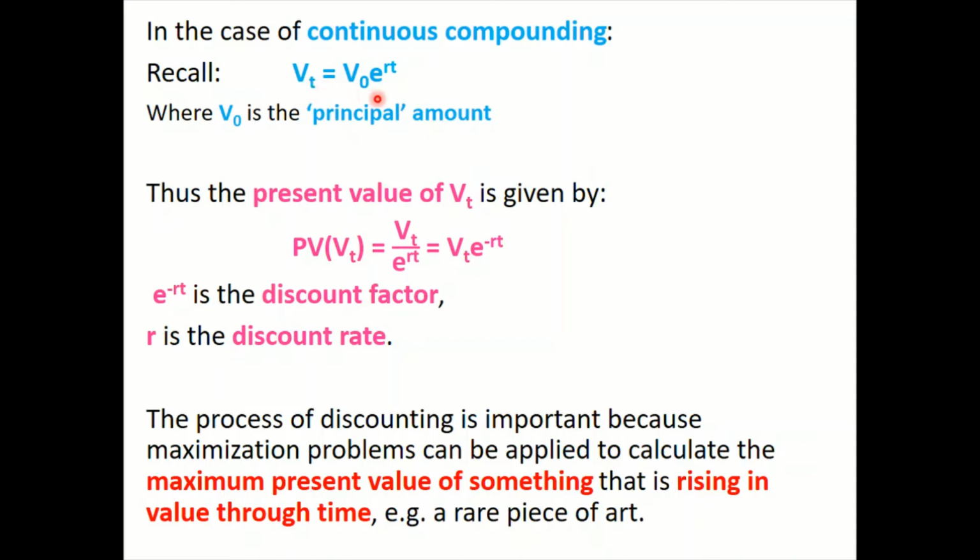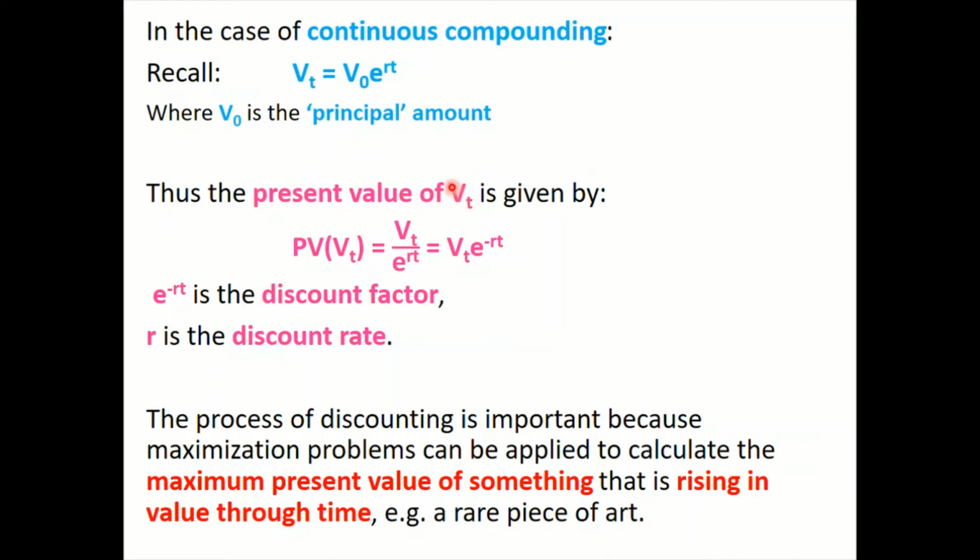And you will recall that we had a look at this formula here, where we take the initial value of the investment, the principal amount, V0, and we multiply that by e raised to the power of r times t. So this is when we are trying to calculate the future value of an investment after a period of time, t. So if we want to do the opposite now and work out the present value of Vt.